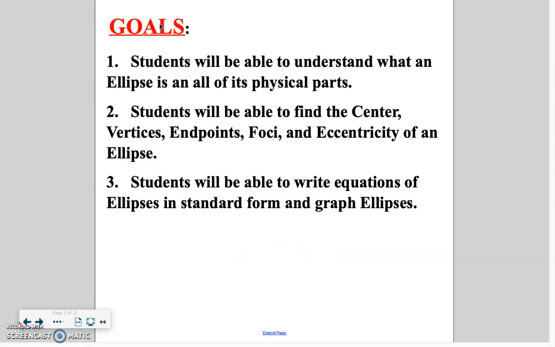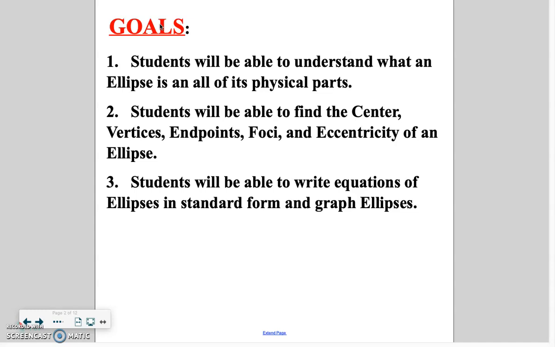So the goals that we have in mind: students will be able to understand what an ellipse is and all of its physical parts. That's going to be the big part for us today. Hopefully the investigation got this going, but we're going to be defining some of these key parts and really honing in on what it is that you're supposed to be looking at or focusing on.